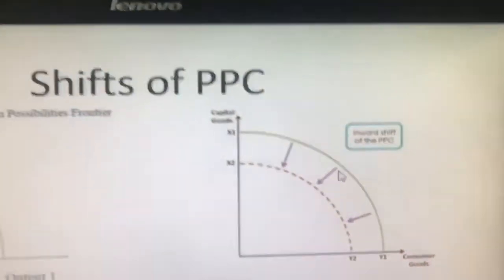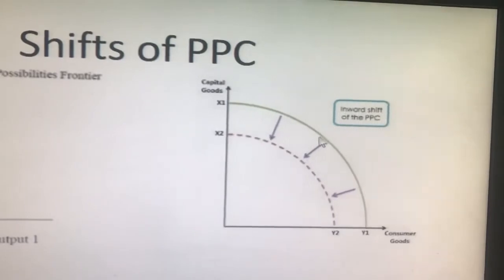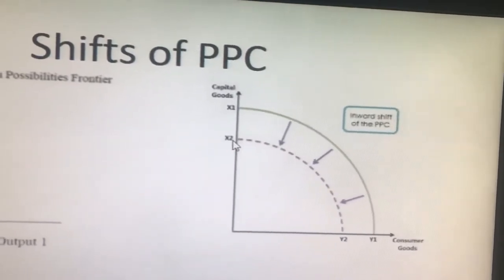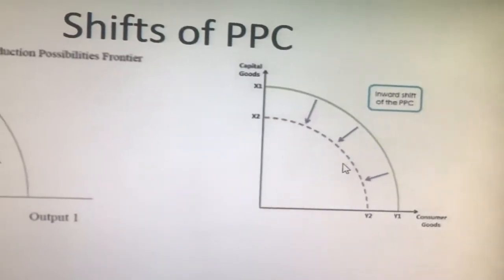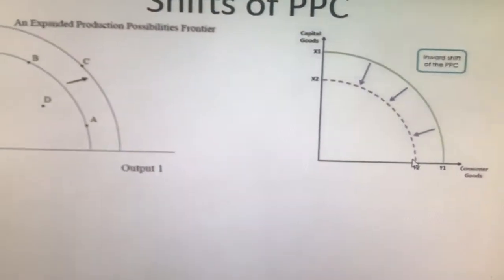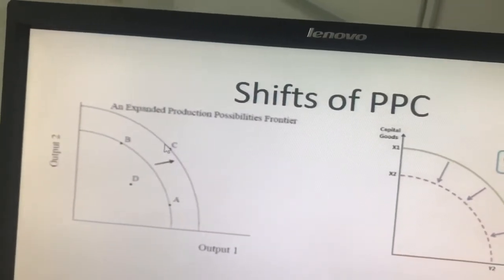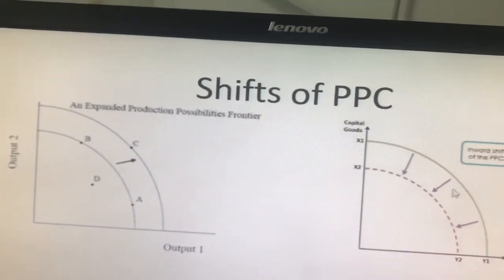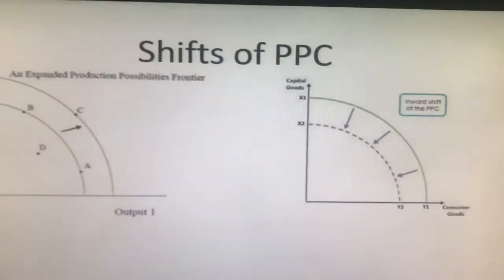But the curve could shift to the left, like this. Which means rather than producing X1, we will produce less, X2. Rather than producing Y1, we will produce Y2. This is what we call economic recession or contraction. So if the curve shifts right, an increase in production, we call it economic growth. If the curve shifts left, this is a decrease in production and we call it economic recession.